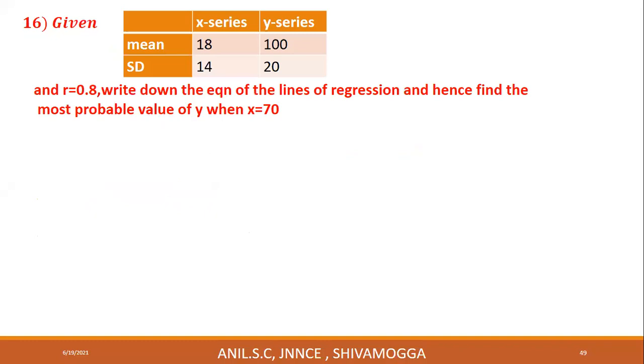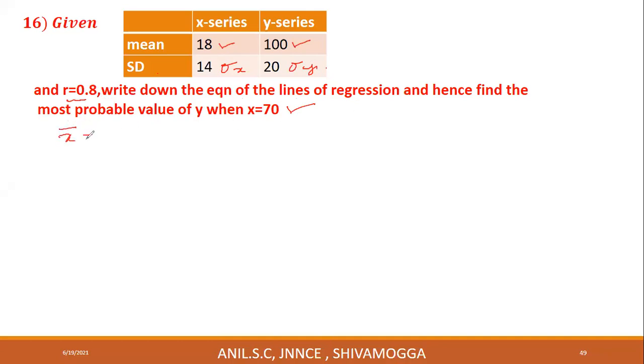Given that the mean value of x is 18, that means x bar is equal to 18 and y bar is equal to 2. Standard deviation, that is sigma x is equal to 14 and sigma y is equal to 20. R is equal to 0.8. Write down the equation of the lines of regression and hence find the most probable value of y when x is equal to 70.